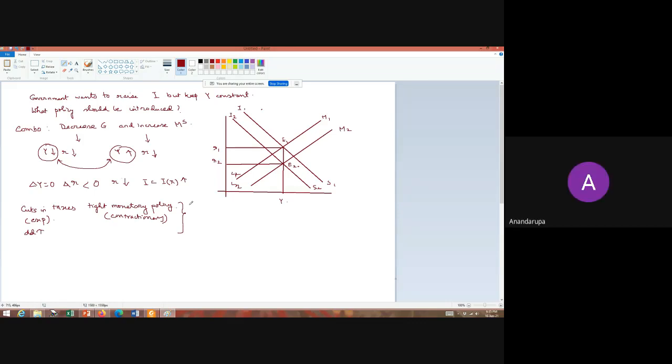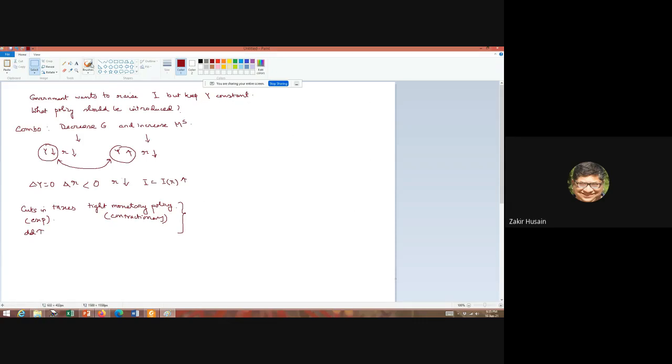Neutral effect. Actually, it depends on exactly what we are doing. Even here, for instance, output can go up, but let's see what is happening to a cut in taxes. So if you have a cut in taxes, okay, let's draw the graphs first.